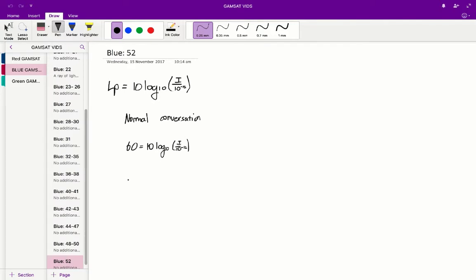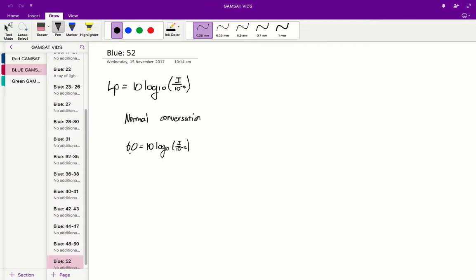So basically, in this scenario, we're given the decibels of various levels of conversation and noises, and we're asked to find the difference in sound intensity. So for normal conversation, this is what we get. Normal conversation has a sound intensity level of 60 decibels.